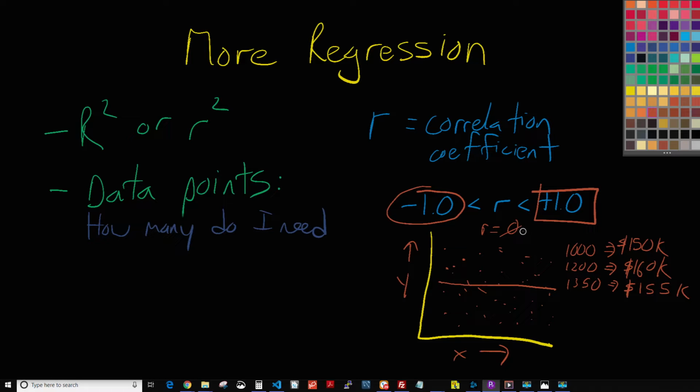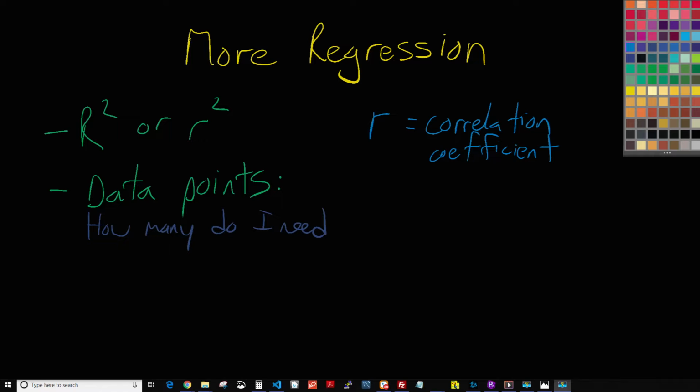Okay, so now let's translate that into R squared. All right, let's go ahead and keep in here the -1 to +1. Let's make that 0.0.